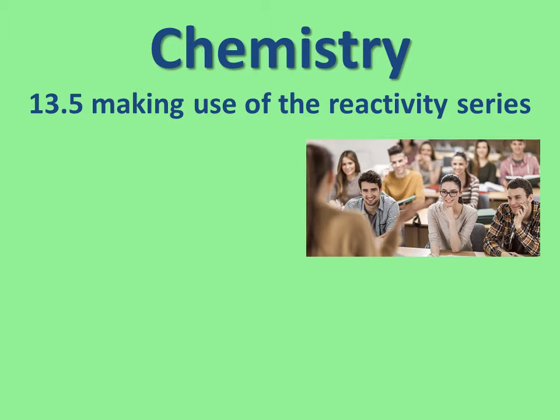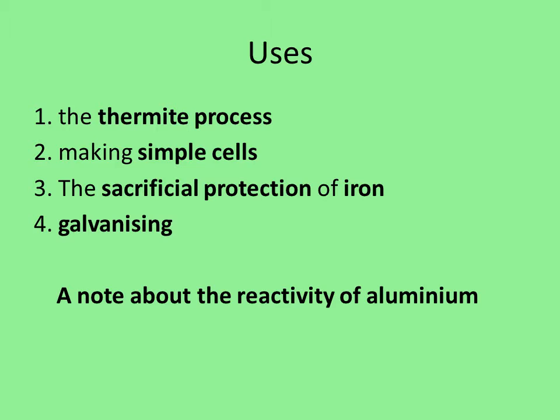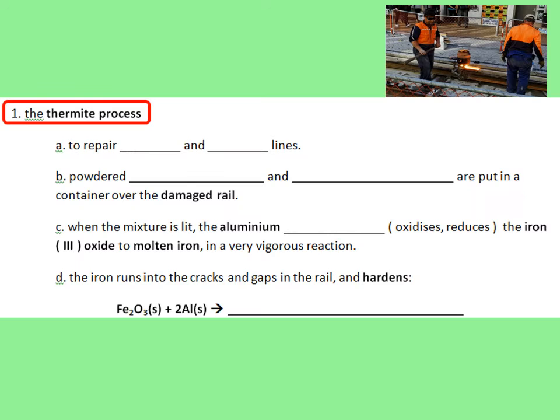13.5 Making use of the reactivity series. There are 4 things we need to discuss today, 4 uses. Number 1, the thermite process. Number 2, making simple cells. Number 3, the sacrificial protection of iron. How to protect iron, and galvanizing also is another way to protect iron. And lastly, a little bit about the reactivity of aluminium.